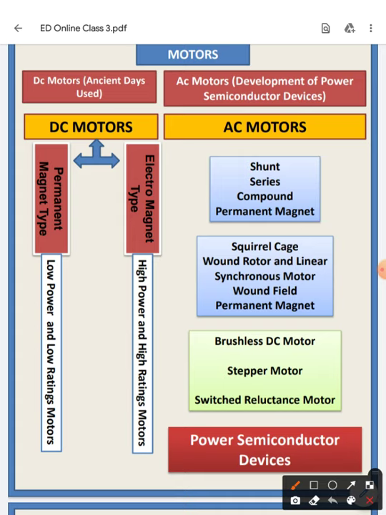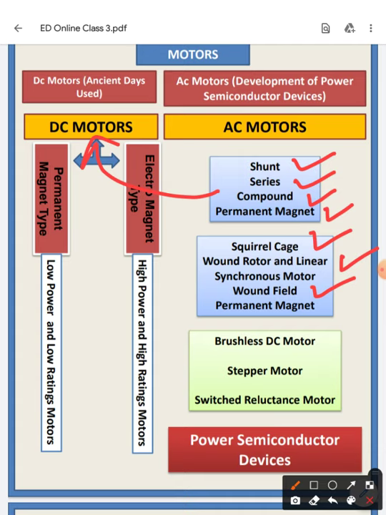Now for the AC motors, what we have seen: these are the categorization of DC motors: shunt, series, compound and permanent magnet type. This is related to DC motors. And in AC types, what we know are squirrel cage type induction machines, wound rotor type, linear synchronous motors, and wound field and permanent magnet type AC motors are also available.